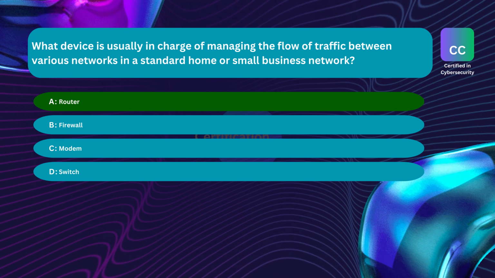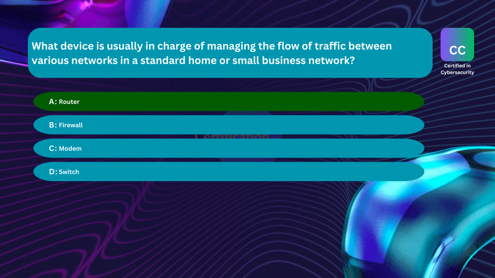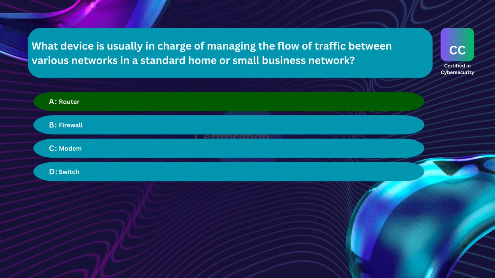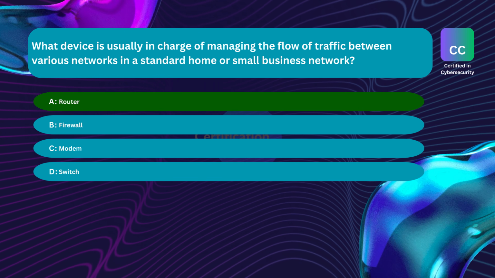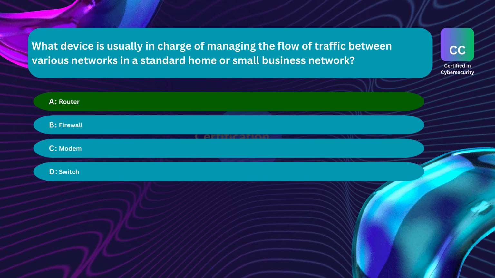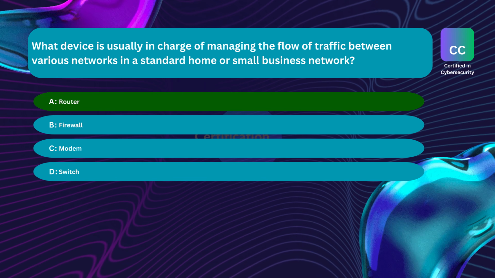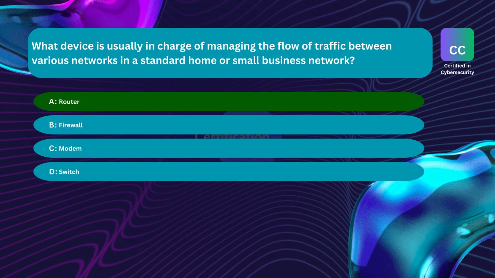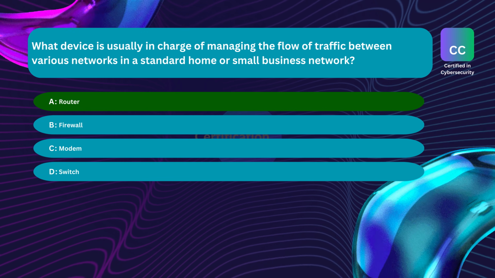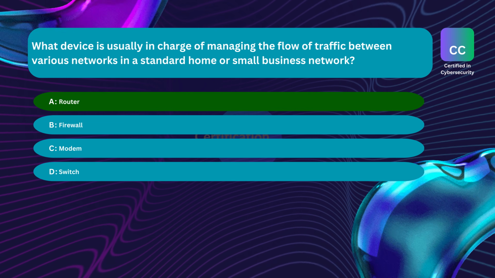The correct answer is Option A, router. A router is the device primarily responsible for routing traffic between different networks, including your home network and the internet. Option B is incorrect. A firewall is primarily responsible for filtering traffic, protecting your network from unauthorized access and data from being sent out without permission. It doesn't typically route traffic between different networks.